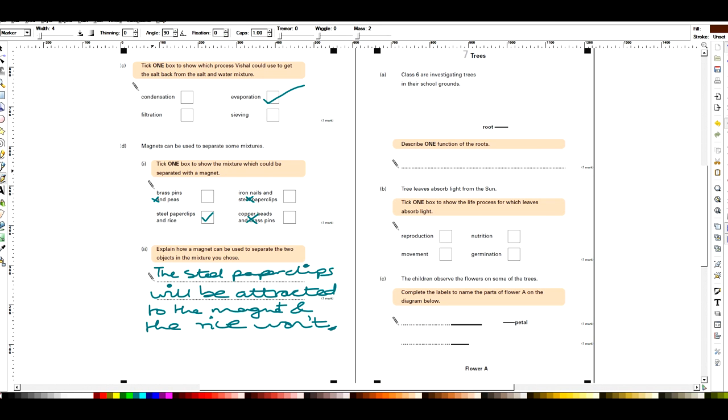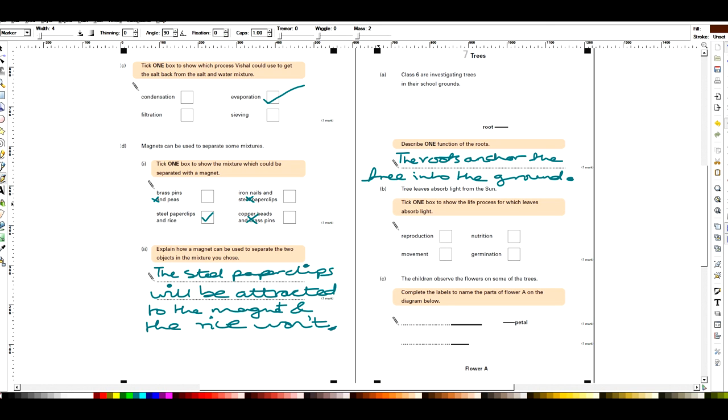Okay, let's write that down. So the roots anchor the tree in the ground. Zara, we're writing this down. Anchor the tree into the ground. So they hold the tree down, stop it from blowing away. What's another answer we could write down? The roots absorb moisture and minerals from the soil. That could be another answer. The roots absorb water and minerals from the soil is the second possible answer. So I've given you that one verbally.